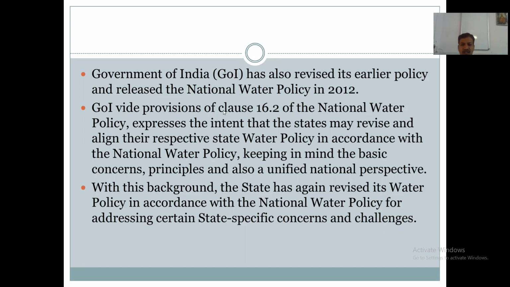So according to the national water policy in 2012, which you have now seen, the state water policy had changed by considering the basic concerns, principles, and other provisions made in the national water policy. The state water policy has been revised. So the state government of Maharashtra also revised its water policies in accordance with the national water policy.